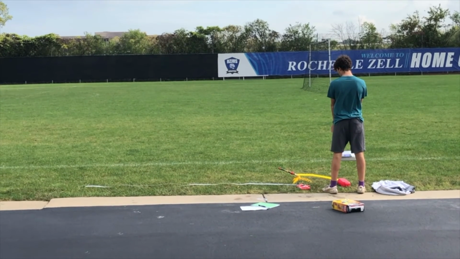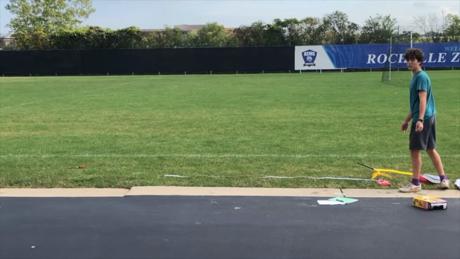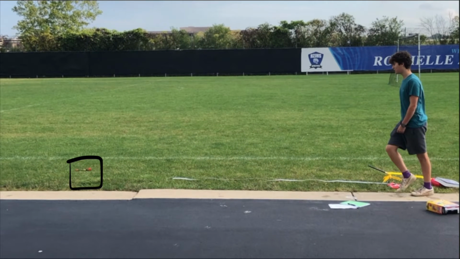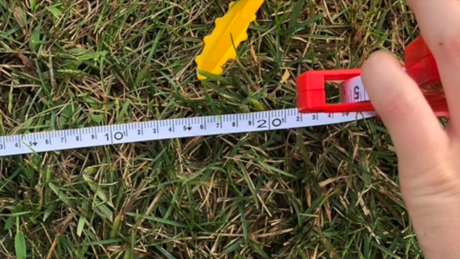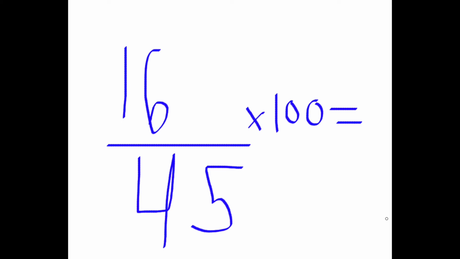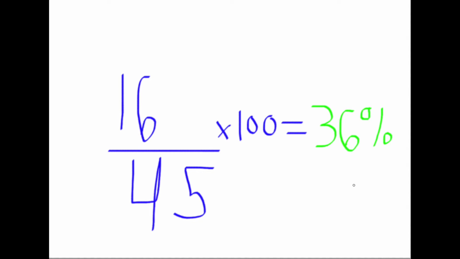We did 4 experiments, and the angle at which maximum range was achieved is 16 degrees, because for us, that's when the rocket traveled the farthest, at 4 meters and 24 centimeters. In order to calculate the percent difference, we had our angle at which maximum range was achieved, which was 16 degrees, over the optimal launch angle, which was 45, multiplied by 100, and that gave us a 36% difference.